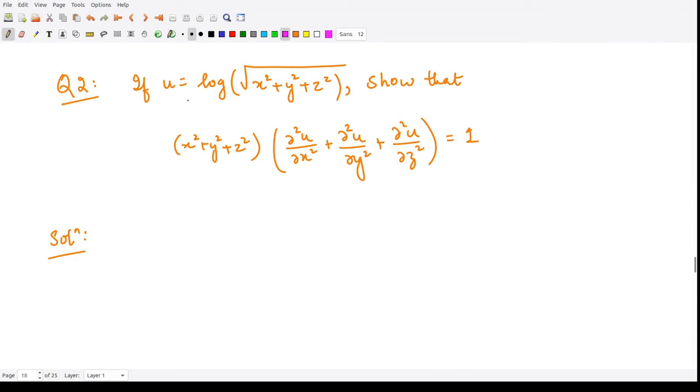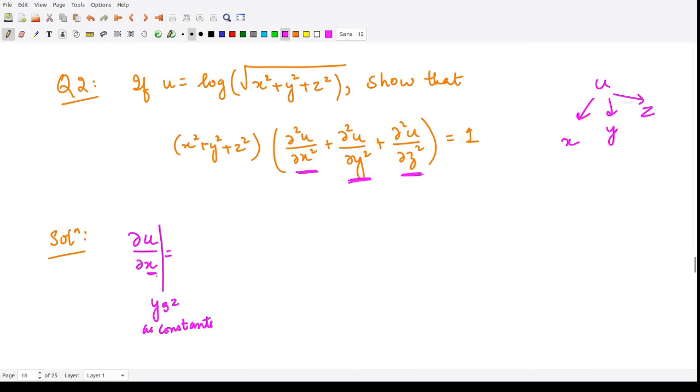It says that u is given to be log of square root of x square plus y square plus z square. We have to show this quantity. So now notice here that we require the second derivative with respect to x, with respect to y, and with respect to z of the term u. U here is a function of x, y, and z. So firstly we'll compute what is del u by del x. So here we will keep y and z as constants, because we are taking the derivative with respect to x.